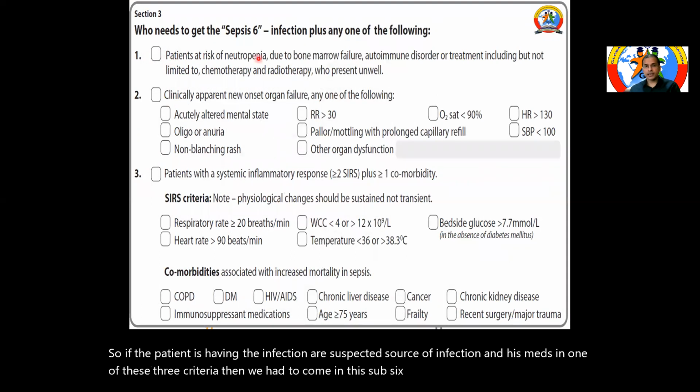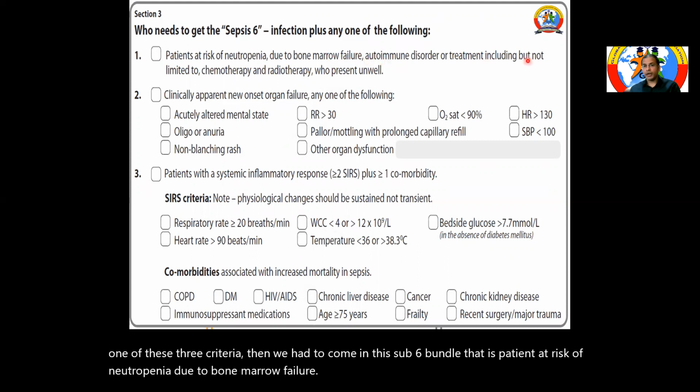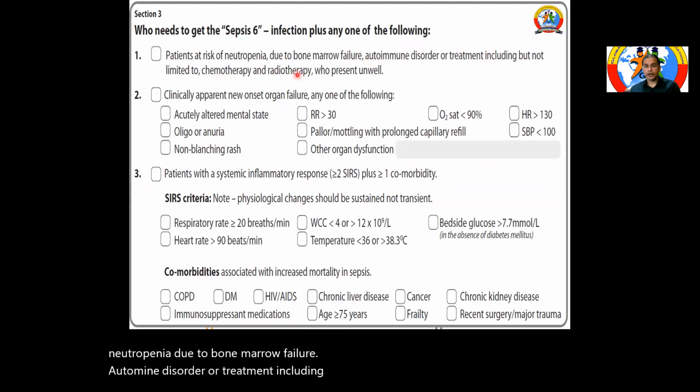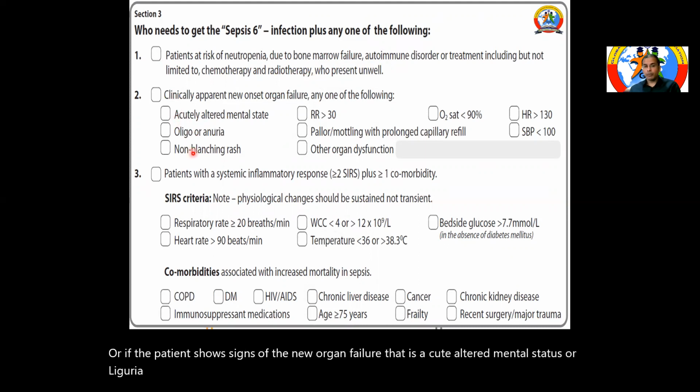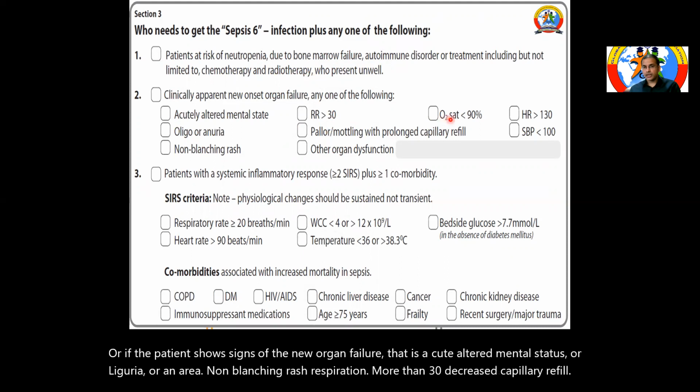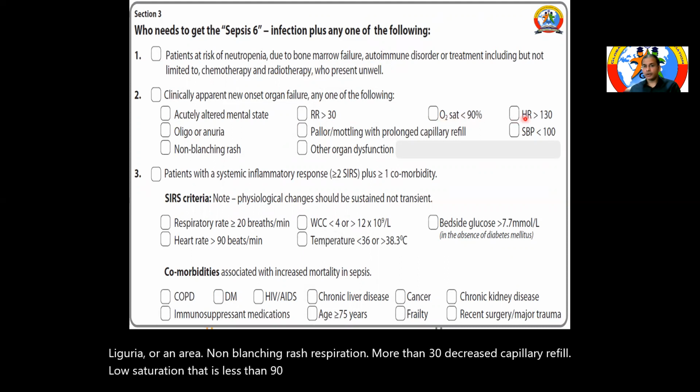That is, a patient at risk of neutropenia due to bone marrow failure, autoimmune disorder, or treatment including but not limited to chemotherapy or radiotherapy who presents unwell, or if the patient shows signs of new organ failure, that is acute altered mental status, oliguria or anuria, non-blanching rash, respiration more than 30, decreased capillary fill, low saturation, that is less than 90% on room air, heart rate more than 130, systolic blood pressure less than 100.